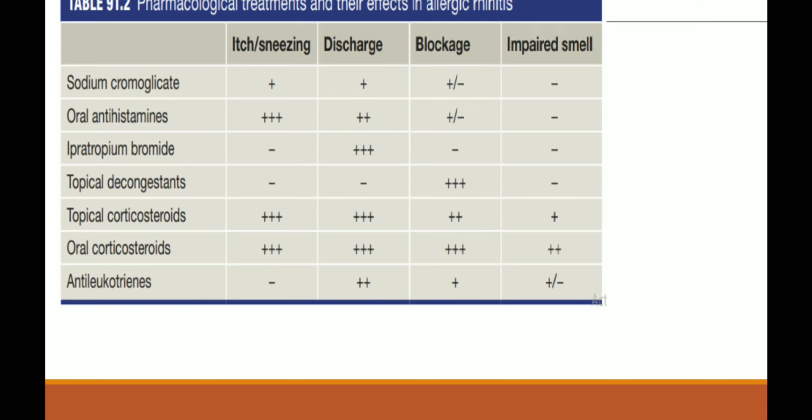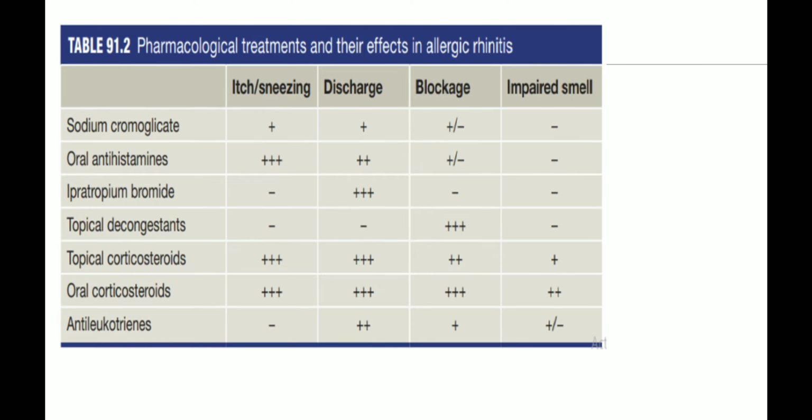So first is the sodium chromoglycate. See, sodium chromoglycate, it's a mast cell stabilizer. It prevents the degranulation of the mast cell. It is available as topical nasal spray. It is not much popular. The only indication is in children less than 4 years, where there is no availability of topical corticosteroids. So in children less than 4 years, we can try sodium chromoglycate topical nasal spray, which is a mast cell stabilizer, which prevents the degranulation of the mast cell, and it may relieve the itching, sneezing, nasal discharge, and nasal blockage.